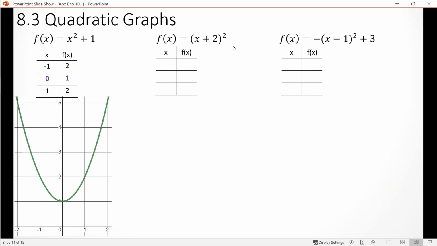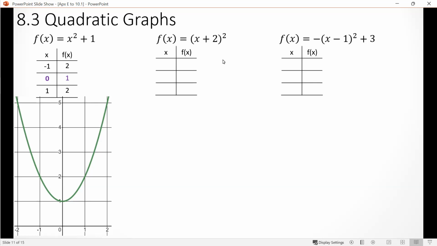When we come to our second function, f of x is (x plus 2) squared. Notice that we are adding 2 to the x before we are squaring it. So if we want to figure out what value of x is going to make this squared piece equal to 0, we need to figure out what value of x makes the stuff inside parentheses here equal to 0. Well, that's going to be when x is -2. So that tells us our vertex is going to be when x is at -2.